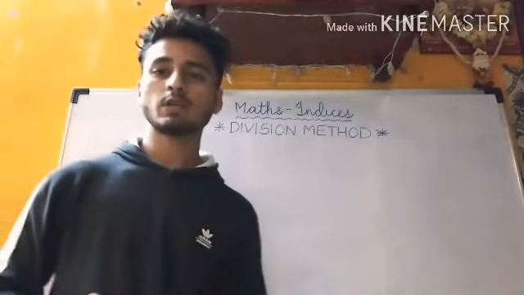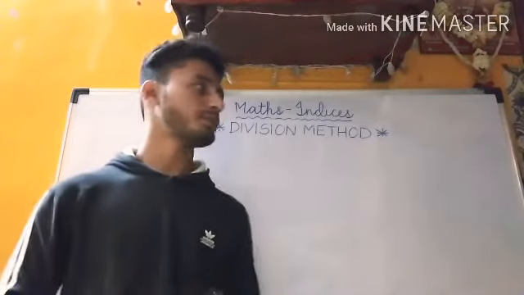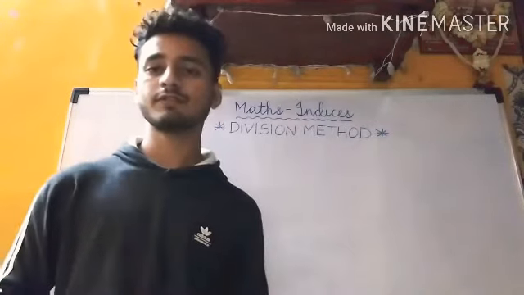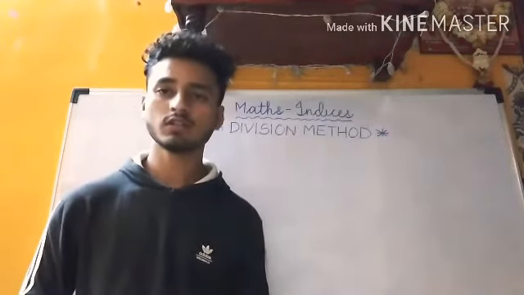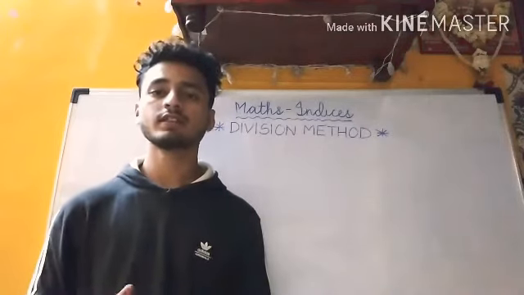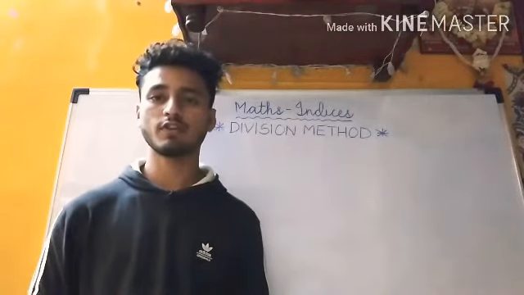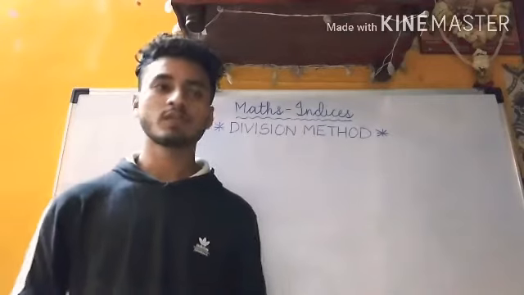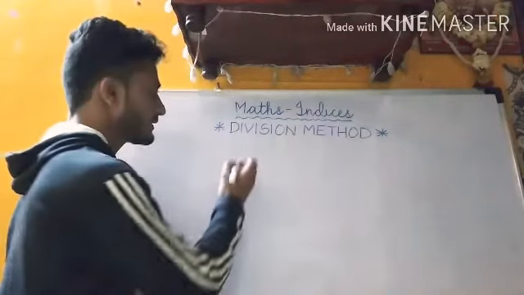So we'll start with the second step. Open page number 50 in your textbook. You will find a blue box. In that box they have given some examples of the division method. So we'll take the first example.